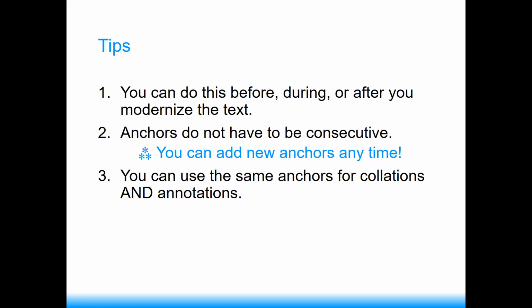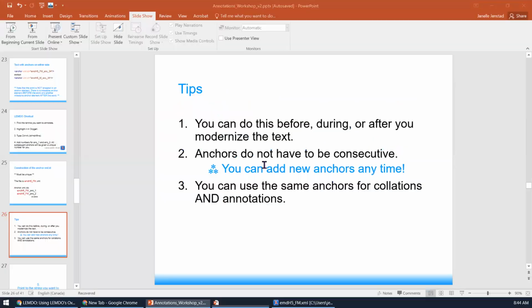And note, as we've seen, you can use the same anchors for multiple purposes. So if the anchors are already there for your collations, you can reuse them for your annotations. If you already have an anchor in place to annotate a phrase, you can use that same anchor to annotate a single word within that phrase. You may have to add an additional anchor, but you don't need to add two anchors in exactly the same spot. That one anchor can be used for lots of different things.